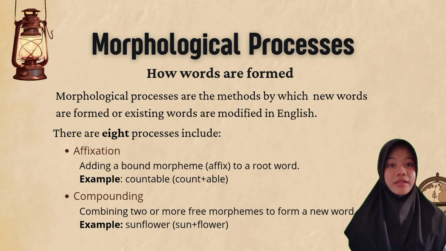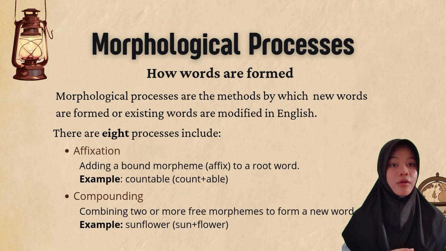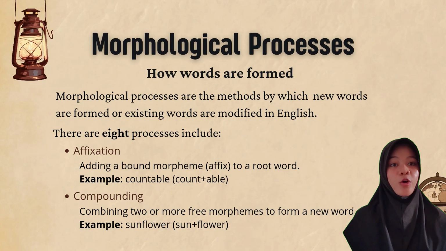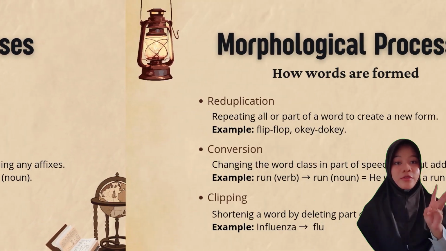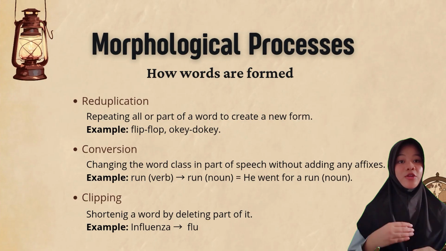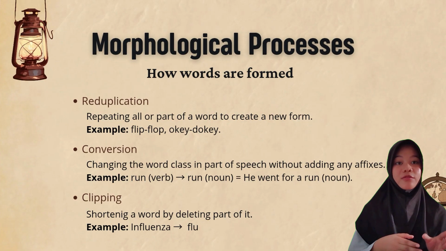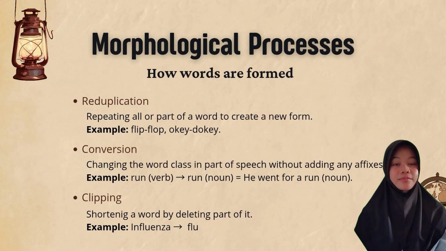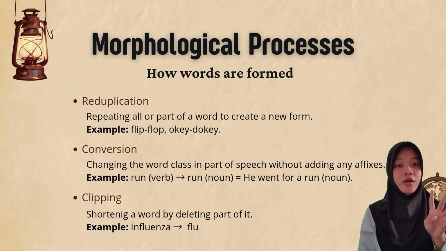Two, compounding. Compounding is the process where we combine two or more free morphemes to form a new word. For example, sunflower. This word is formed by combining two free morphemes, sun and flower. Three, reduplication. Reduplication is the process where we repeat all or part of a word to create a new form. For example, flip-flop.